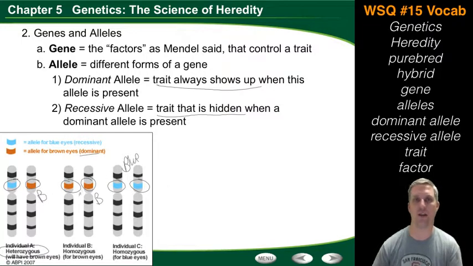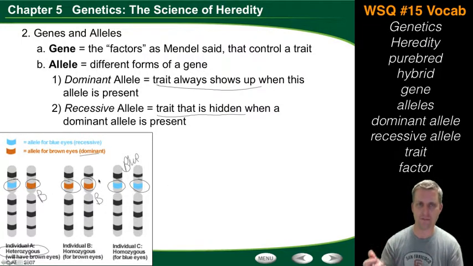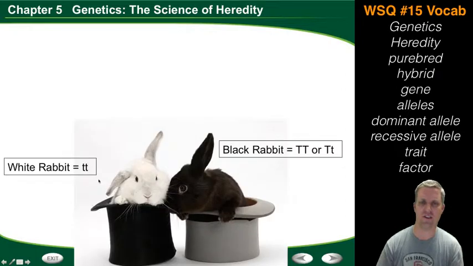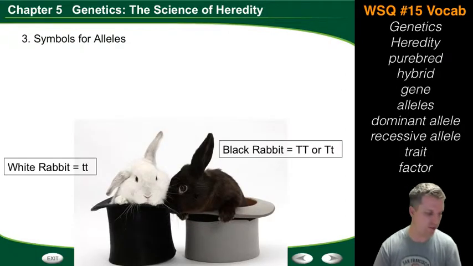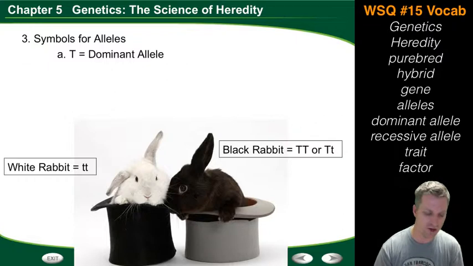This would be more like purebred is what we'll deal with. So that's what he found with genes and alleles. Now let me help you out with some of the symbols. When we talk about alleles, we're going to use 2 symbols.